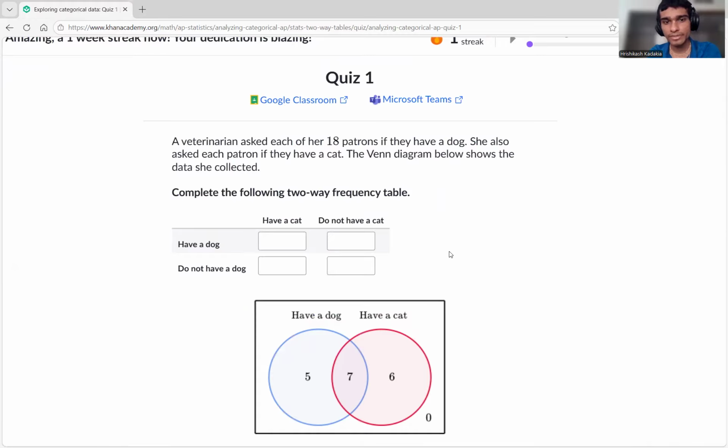So below is the two-way frequency table. If they have a cat or if they have a dog, then how many have a cat and have a dog? Well, seven. They're sandwiched between the two. How many do not have a cat but they have a dog? Yes, five, because five should be here. And how many have a cat but do not have a dog? That's six from here.